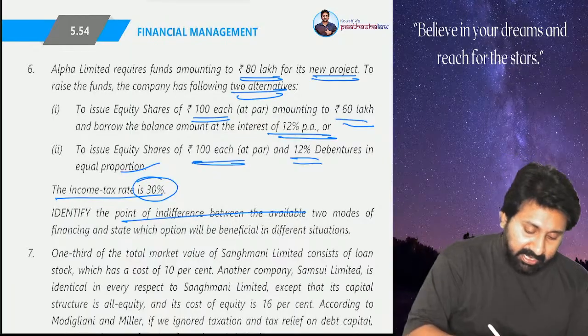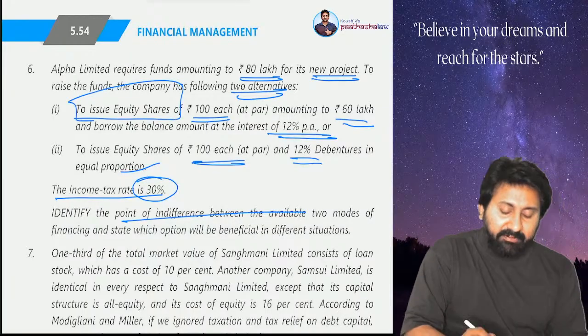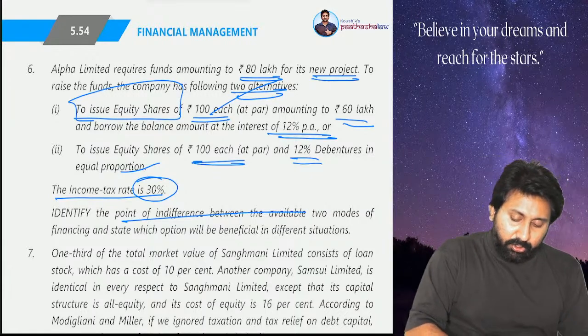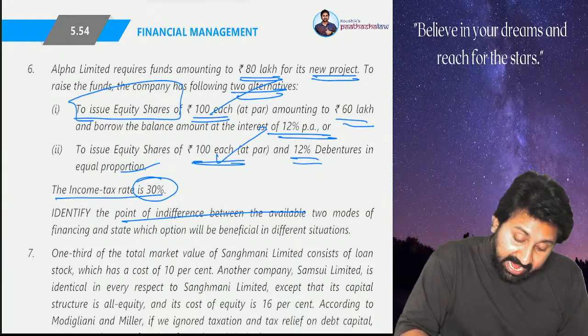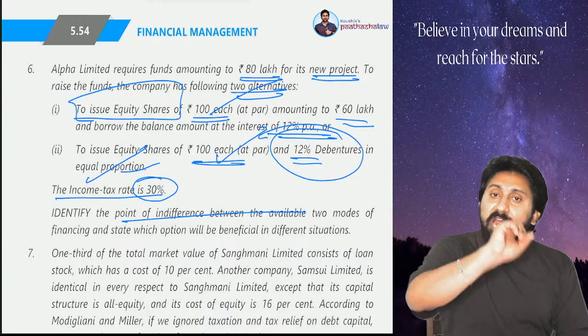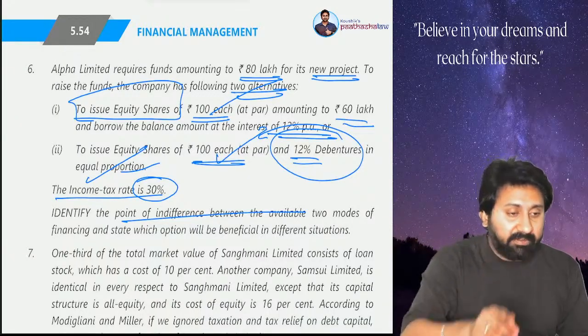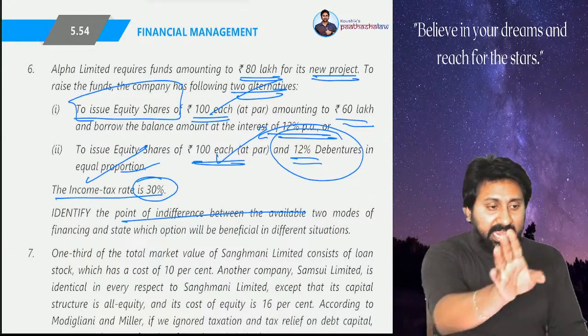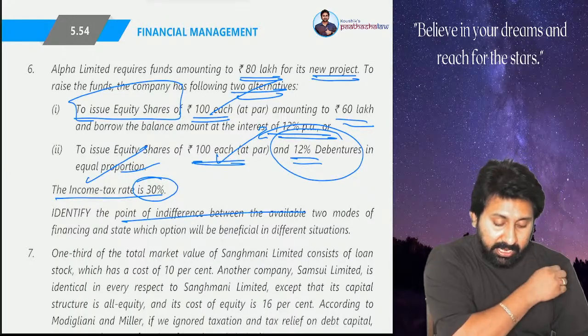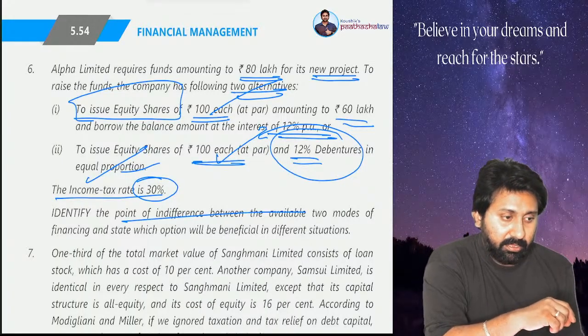Okay. First alternative is what? To issue equity shares of rupees 100 each. Next, to issue equity shares of 100 each and 12% debentures also in equal proportion. First option is 100% equity. Second option is 50-50 equity and debt. Everyone please calculate and tell me what is the answer for the indifference amount of EBIT.